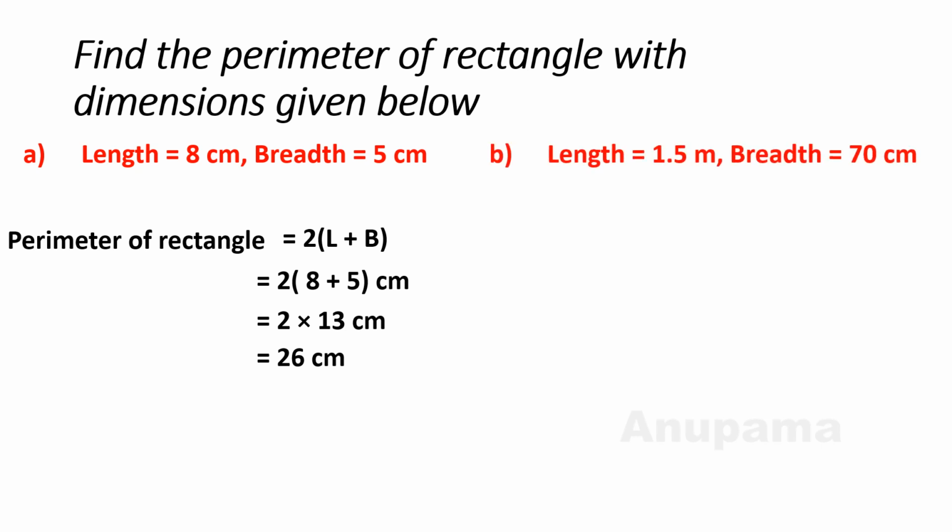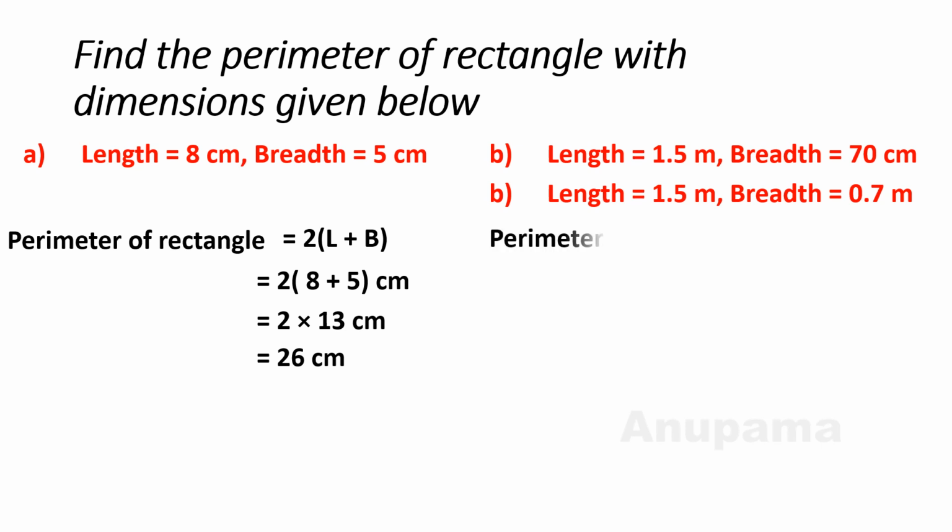Let us take one more question. Here are the dimensions. Length equals 1.5 meter and breadth equals 70 centimeter. But here length is given in meter and breadth is given in centimeter. So let us make units equal. We can write centimeter into meter also, and you know the conversion. Length equals 1.5 meter and breadth equals 0.7 meter. How does this come? By dividing by 100. So 70 by 100 is equal to 0.7 meter.